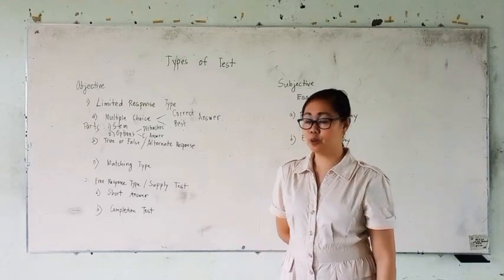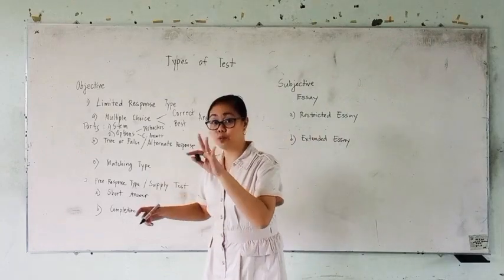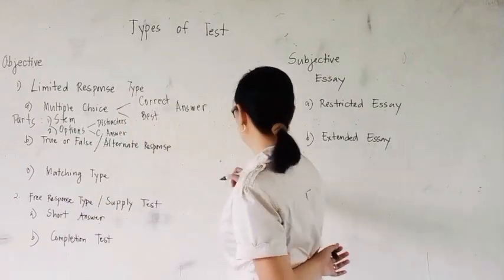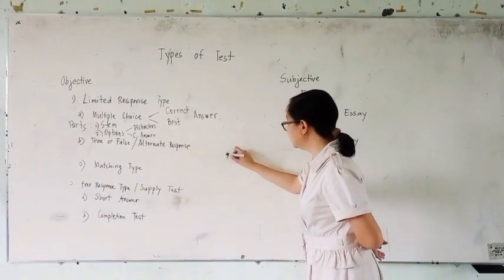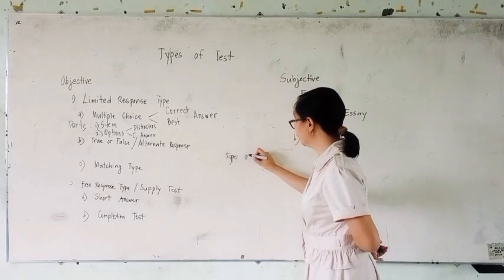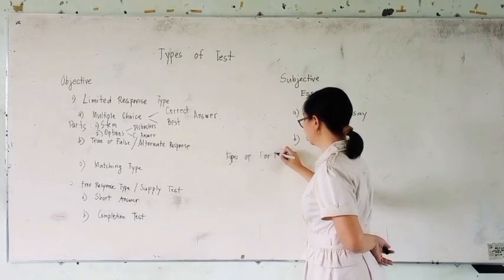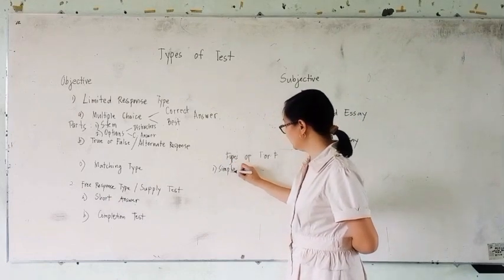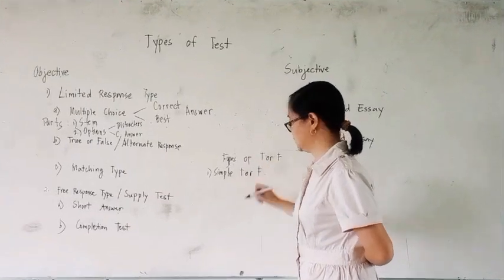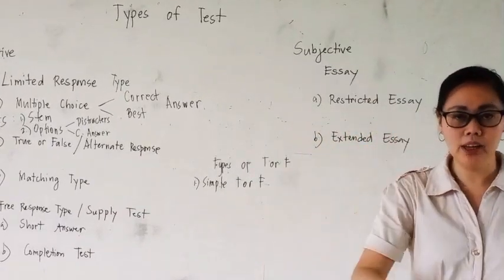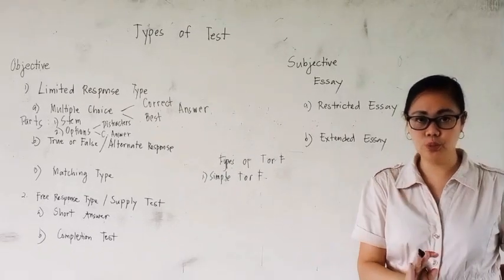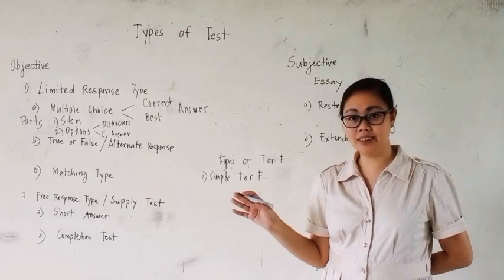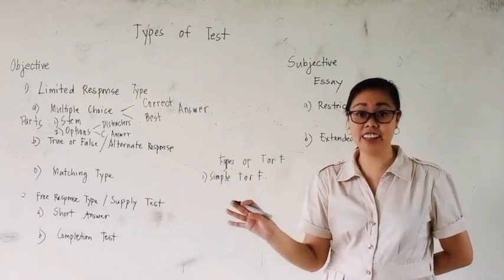But let's talk about the true or false test. Okay? So, let's maximize the space. These are the types of true or false test. The first type is what we call the simple true or false. It's very basic since it's simple. Just write T or true if the statement is correct and false if the statement is wrong. It's just like that.